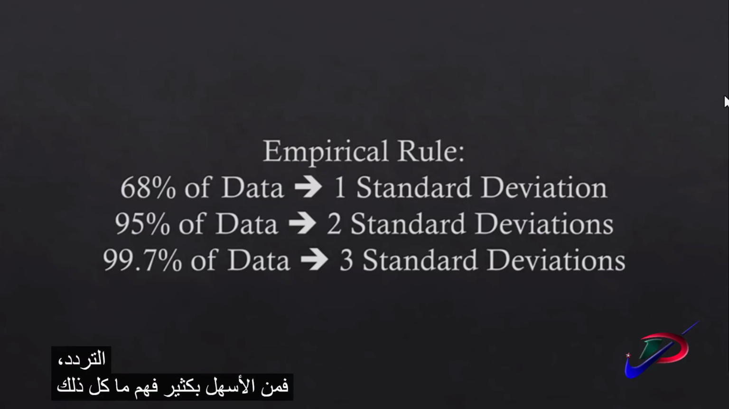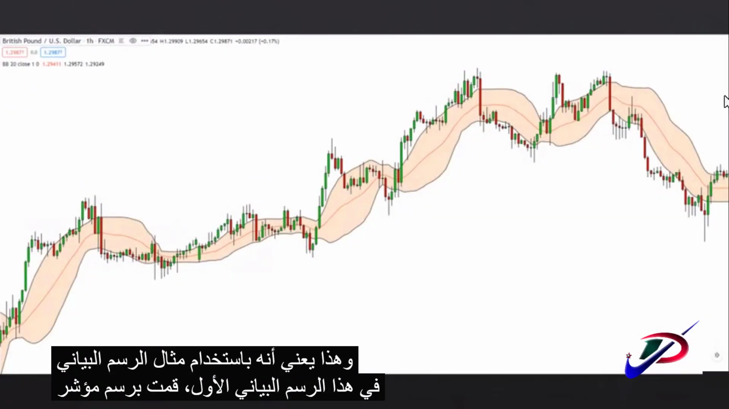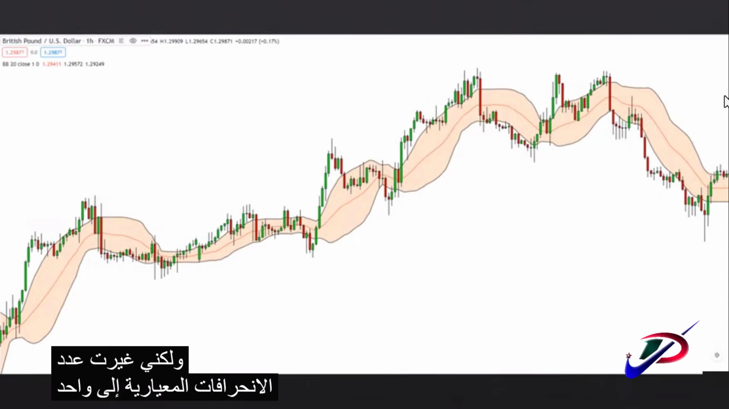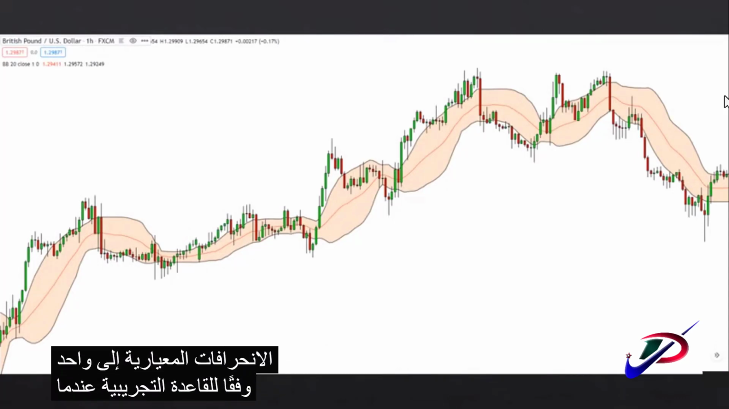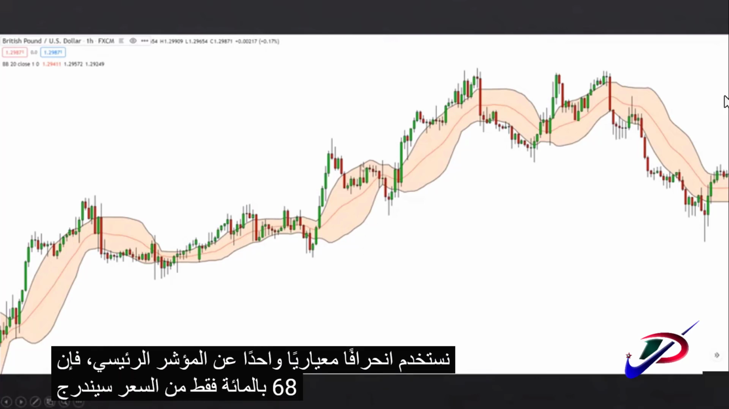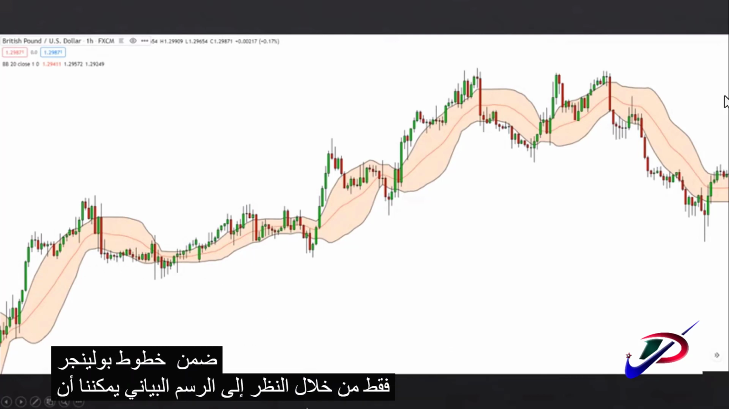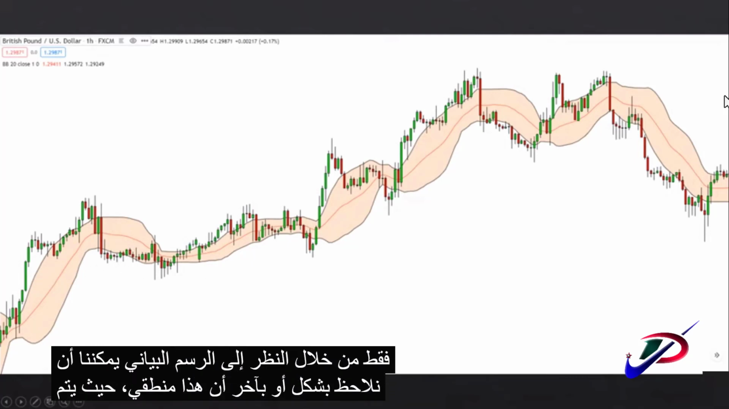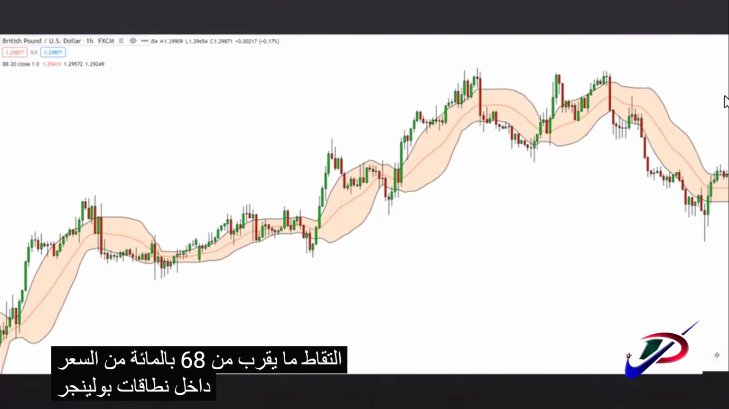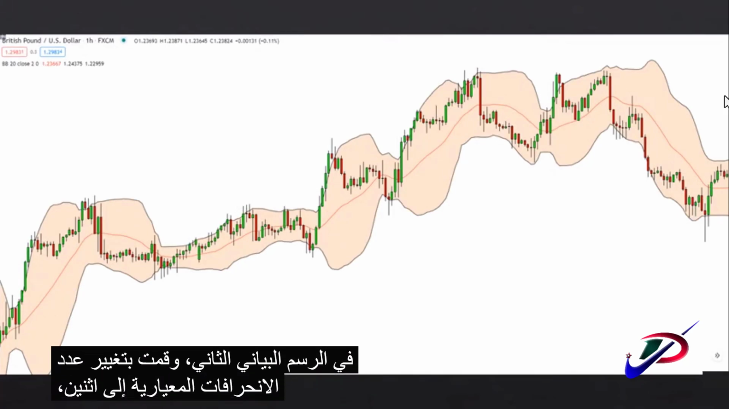It's much easier to understand what all of that means by using a chart example. In this first chart, I plotted a Bollinger Bands indicator, but I altered the number of standard deviations to 1. According to the empirical rule, when we use 1 standard deviation from the mean, only 68% of price will fall within the Bollinger Bands. Just by looking at the chart, we can more or less observe that this makes sense. Roughly 68% of price is captured inside the Bollinger Bands. In the second chart, I altered the number of standard deviations to 2.